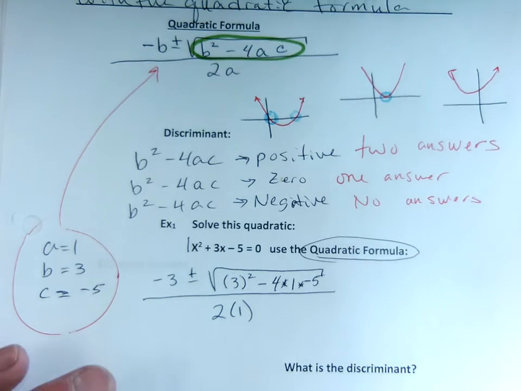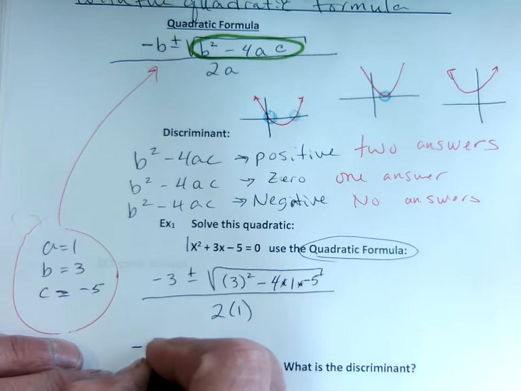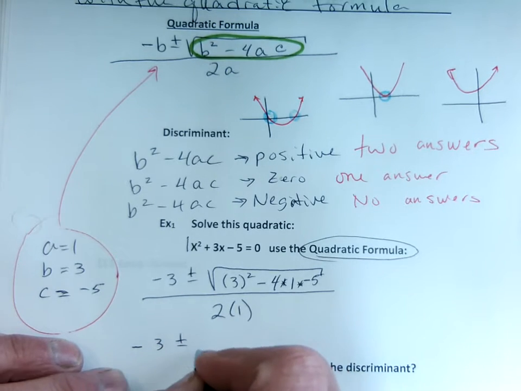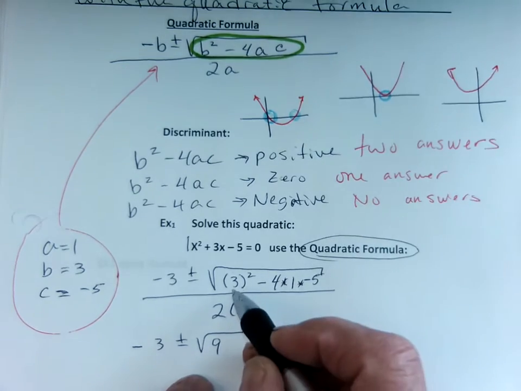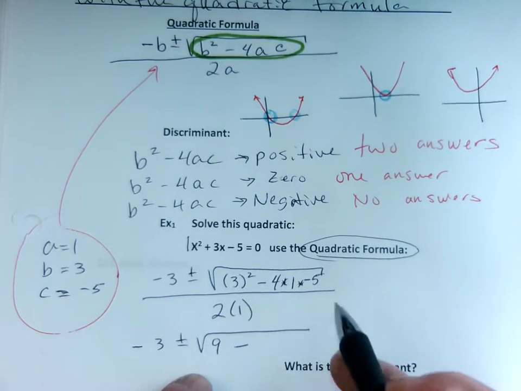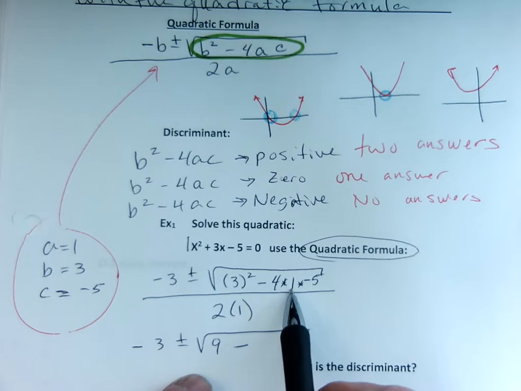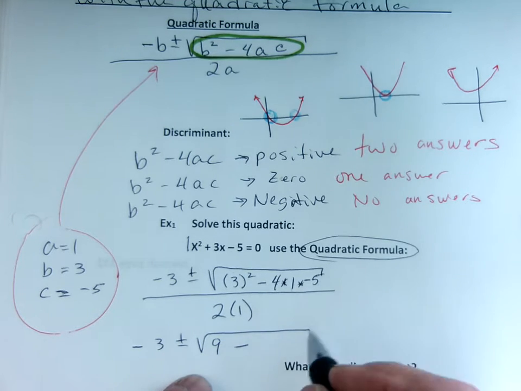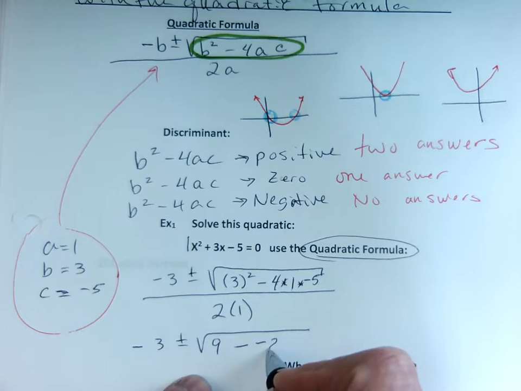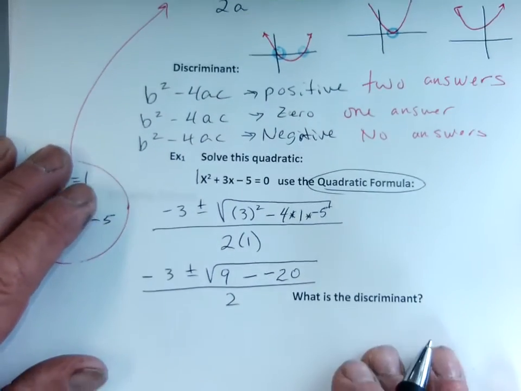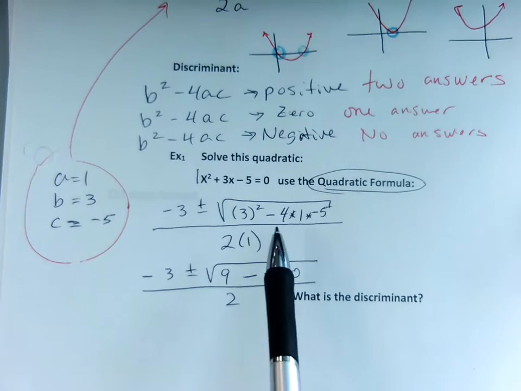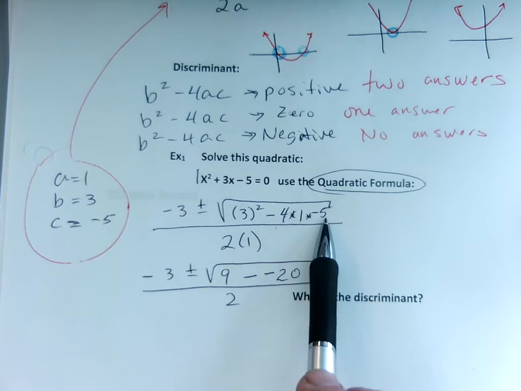We could do that. So I'm going to go negative 3 plus or minus the square root of 9, because 3 squared is 9, minus 4 times 1 is 4 times a negative 5 is a negative 20. I got a double negative. I'll deal with that in a second. All over 2 times 1 is 2.